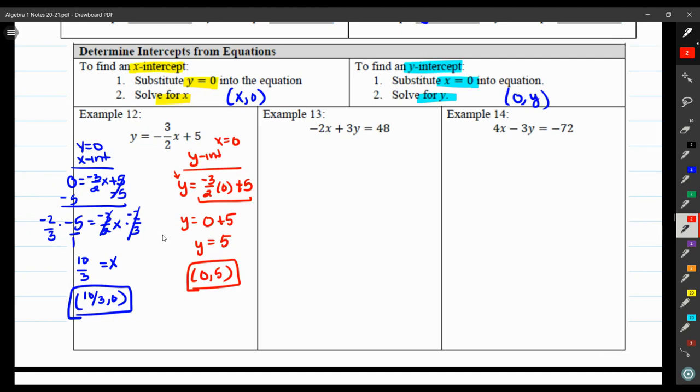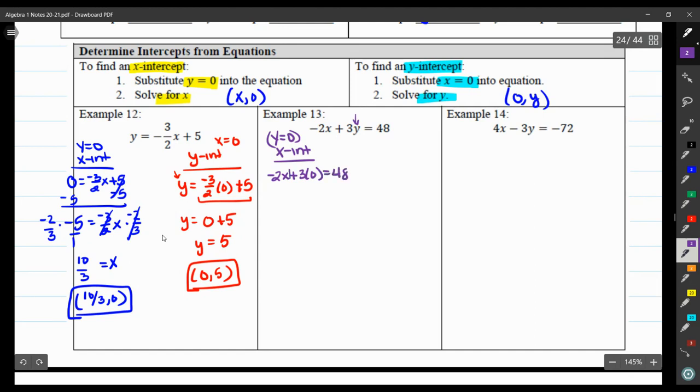Let's do it together one more time. So for example 13, we're going to find both the x and the y-intercept. So I always just like to start with the x-intercept. So for an x-intercept, we know that y is equal to 0. That's what we know. So we're going to plug a 0 here. So negative 2x plus 3 times 0 equals 48. And then we're solving for x.